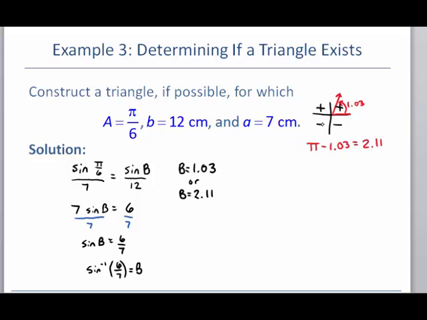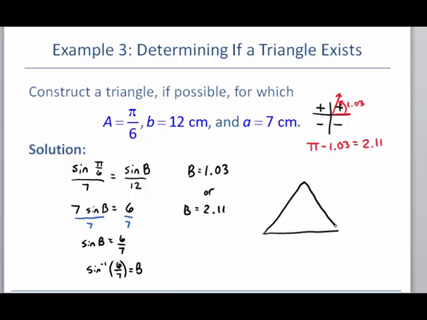Okay, so now we need to figure out if both of these solutions are possible triangles or if we can eliminate one of our solutions. And so in order to decide that, we're going to look at them one by one in terms of the triangle. All right, so I'm going to draw a triangle. I'm going to label what I know. So I know that angle B in the first case is 1.03. I know that angle A is pi over 6.